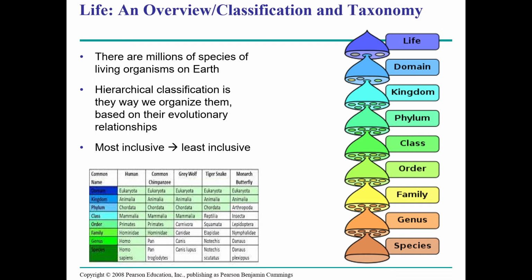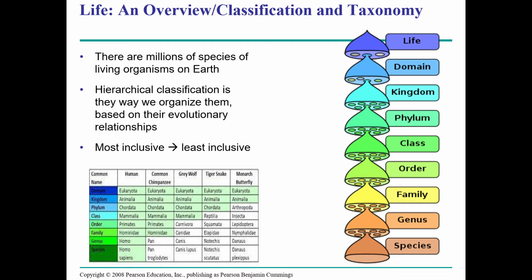Then each of those domains is divided into kingdoms. Each kingdom is divided into phyla or phylum. Each phylum is divided into class. Each class is divided into what we call orders. Each order is divided into different families. Each family is divided into different genera or genus. Genera is plural. And then finally, species.